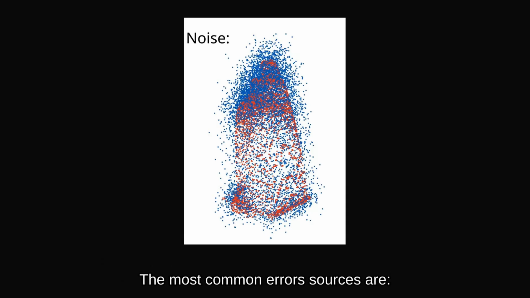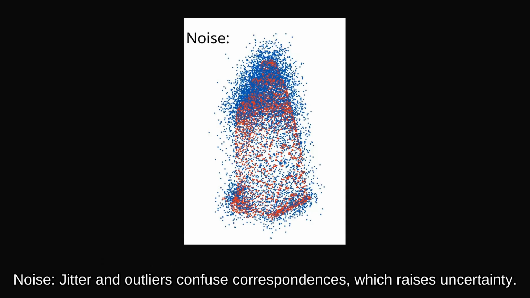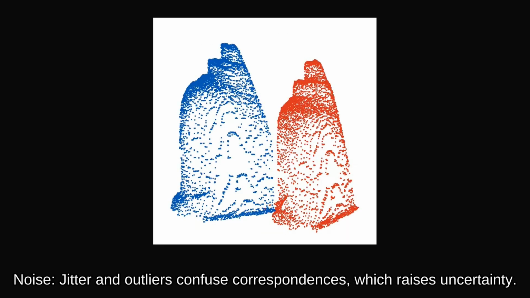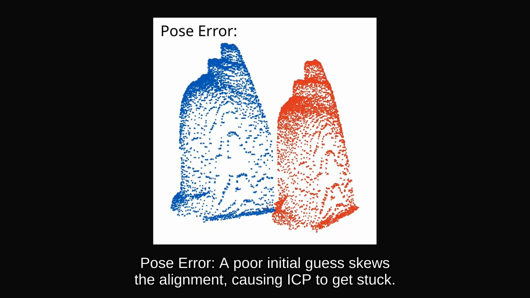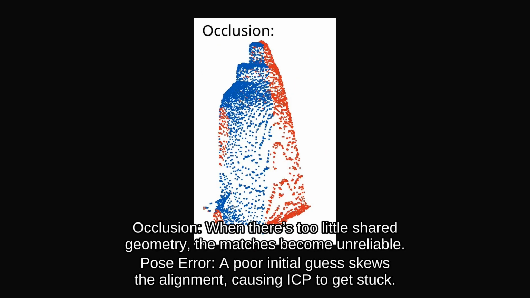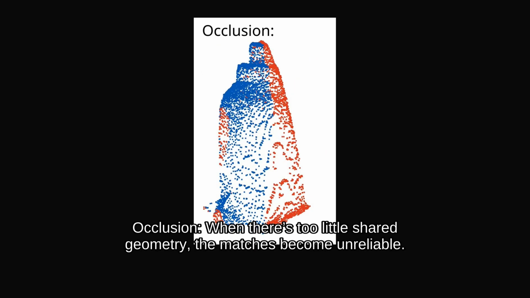The most common error sources are: noise, where jitter and outliers confuse correspondences, which raises uncertainty. Pose error, where a poor initial guess skews the alignment, causing ICP to get stuck. Occlusion or low overlap, where there's too little shared geometry and the matches become unreliable.